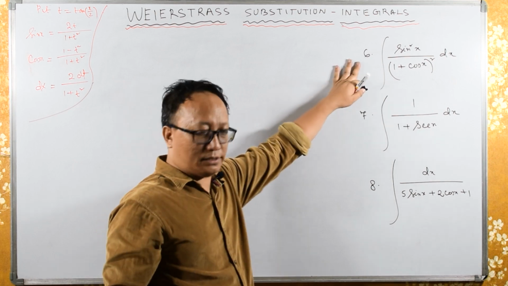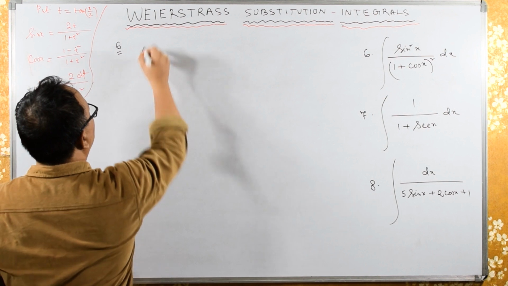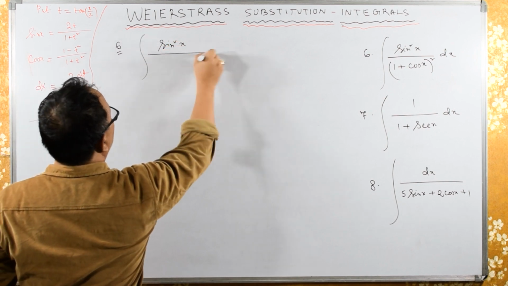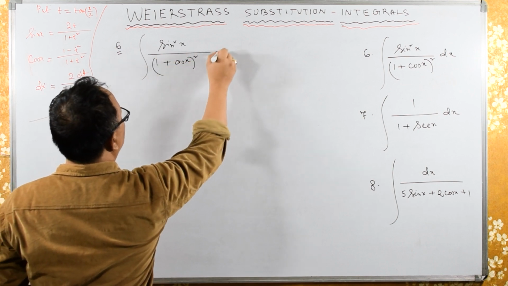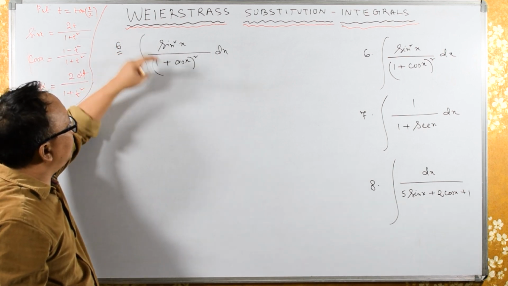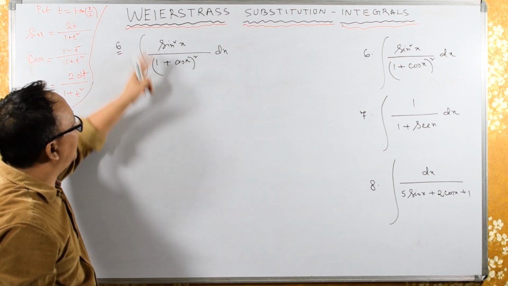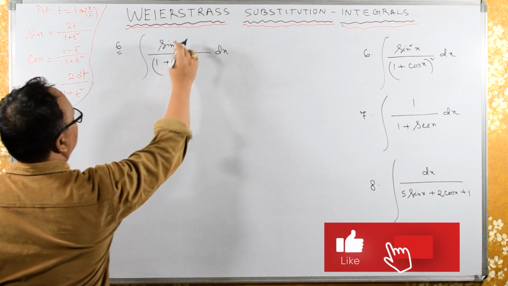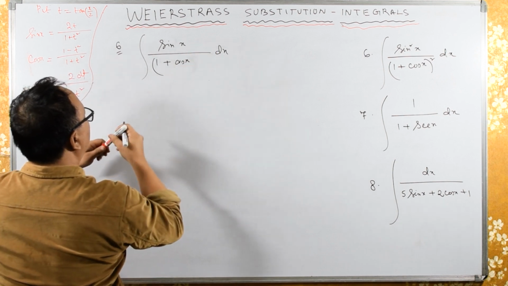Now let's see the next sum. Question number 6 is the integral of sine square x upon 1 plus cos x the whole square dx. Now this is the same; numerator and denominator both have squares, so what we can do is combine them under the whole square. So I can write it like this.